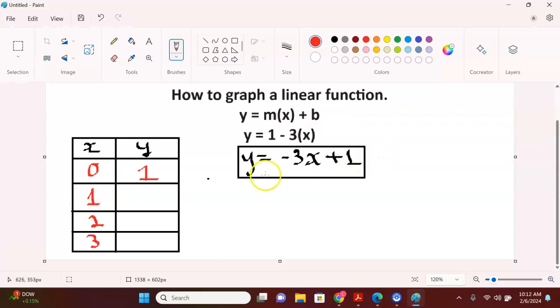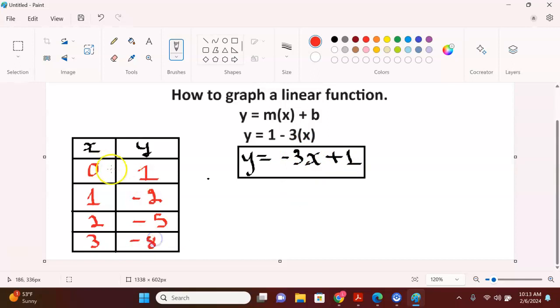When x equals 1, negative 3 times 1 is negative 3, and negative 3 plus 1 is negative 2. So when my input is 1, my output is negative 2. Let's go with the next one. The input is 2. Negative 3 times 2 is negative 6, and negative 6 plus 1 is negative 5. And then the last one, negative 3 times 3 is negative 9, and negative 9 plus 1 gives you negative 8.